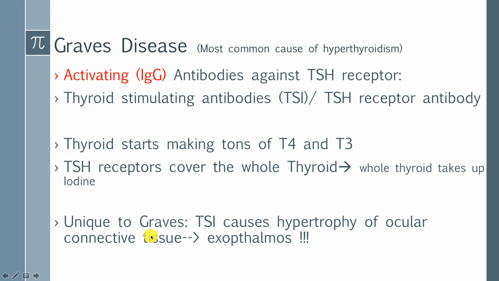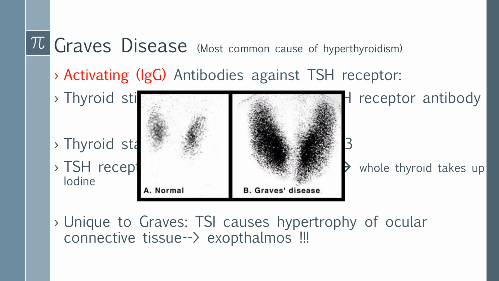A common thing unique to Graves, not just the fact that you have hyperthyroidism, is that you get exophthalmos. These antibodies have receptors around in the connective tissue of your eye. So what does that cause? It causes those connective tissues around the eye to enlarge.